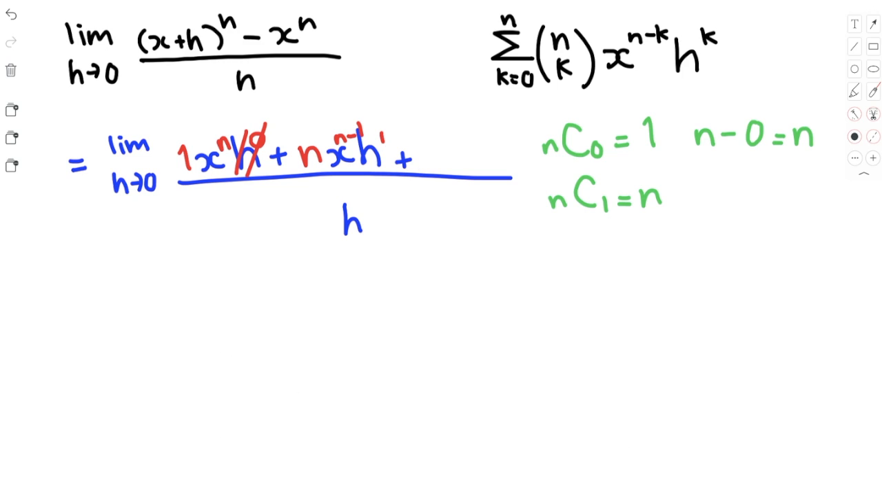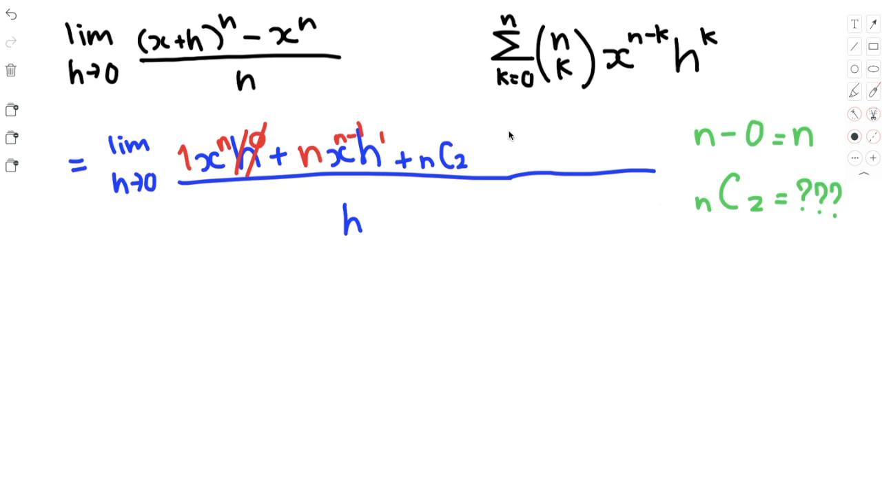The third term, k equals 2. We can't really calculate this one, so we'll leave it as n choose 2. The exponent on x goes down by another 1, and the one on h goes up by another 1, and the pattern continues.